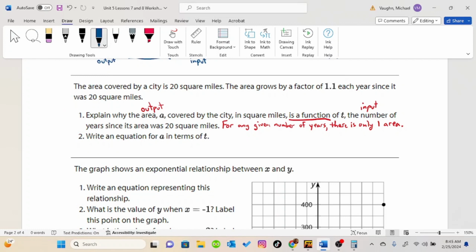Number 2, write an equation for A in terms of t. That means they want A of t that is going to equal the original area, 20 square miles, times the growth factor, 1.1, to the power of my input, t for time.